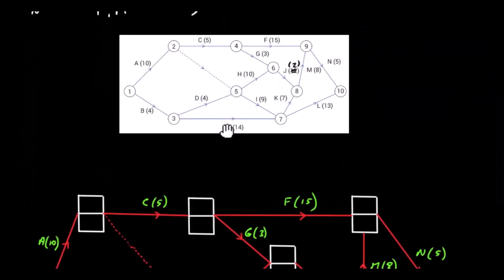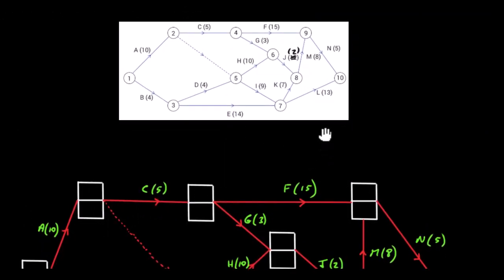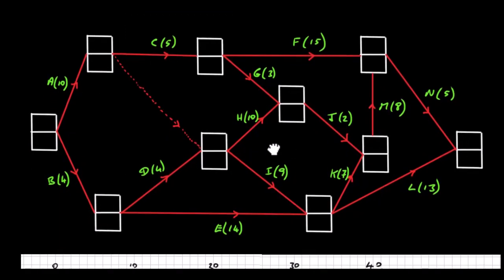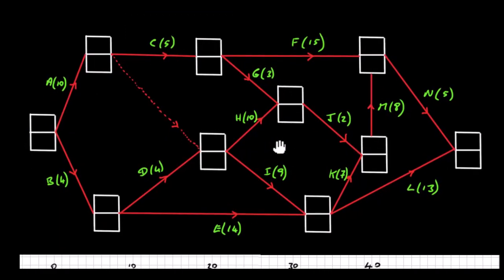Now I have the network written out again here, and I have another network here. Well, it's the same network, but instead of the nodes I've got these double boxes where I'm going to put the early and late times. So we're going to start here. We're going to put in a 0 and 0 here, and let's move up along here to A. We see that A has a duration of 10, so we're going to put 10 here. We see that B has a duration of 4 days, so we'll put 4 here.